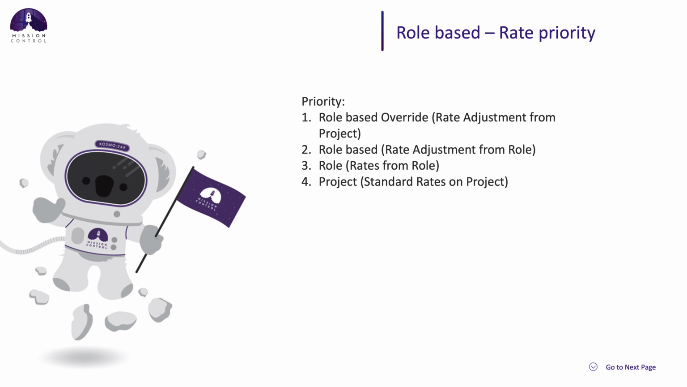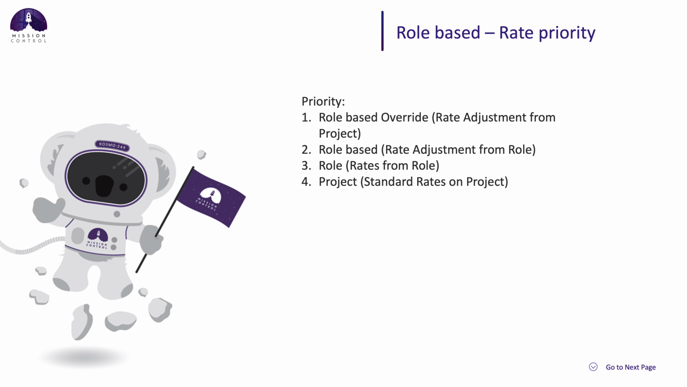This is where you create rate adjustments on the role record, and this rate adjustment will apply to all projects as long as the project is within the applicable time frame. If that's also not specified or not found by the system, then the next step is to look for rates that are specified on the role record. So this is our hourly rates that you specify on the role record when you're setting them up.